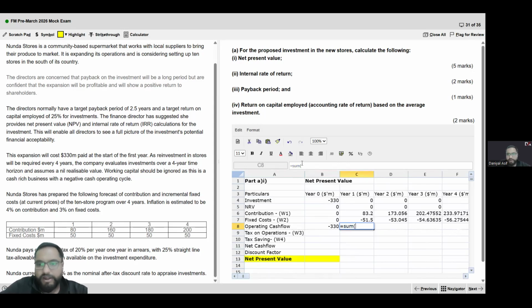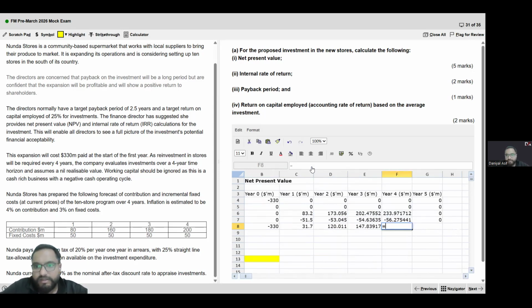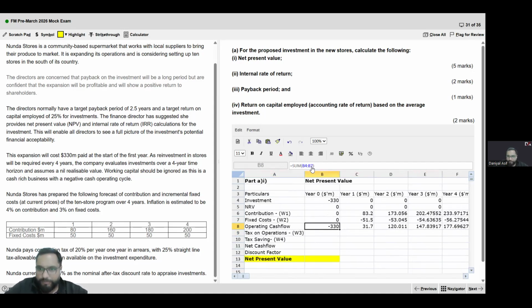Is equal to sum, bracket open, C4 to C7, is equal to sum, bracket open, D4 to D7, E4 to E7, is equal to sum, bracket open, F4 to F7, and is equal to sum, bracket open, G4 to G7. Now, we have our operating profits, operating cash flows.